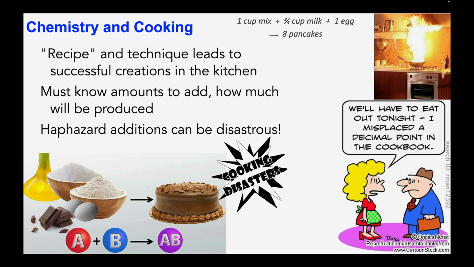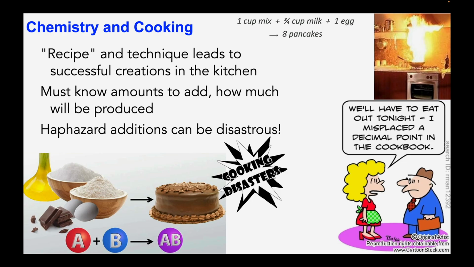In the lower left-hand corner, there's another recipe of sorts where you have flour and sugar and oil and chocolate and eggs, and somehow that makes a cake. Fantastic. You can cook just about anything if you put your heart to it. And in chemistry, you can make just about anything too, as long as you follow the instructions. So you do need to know how much to add.